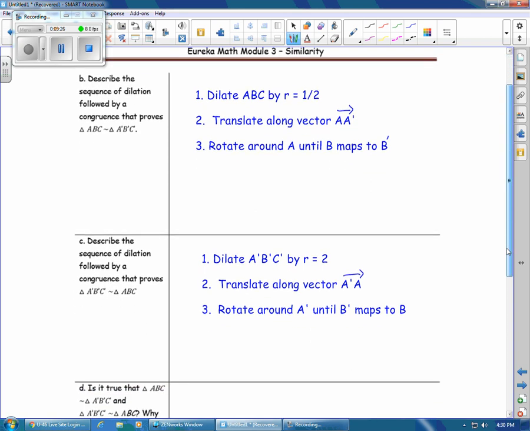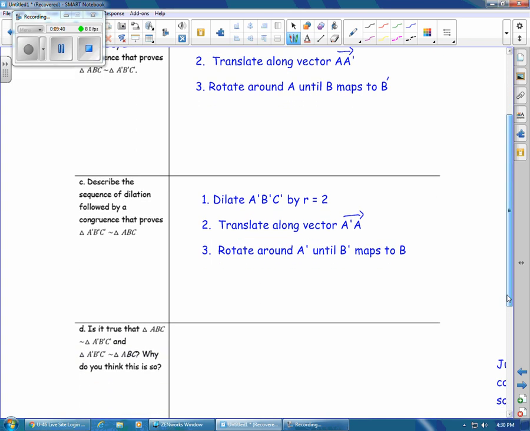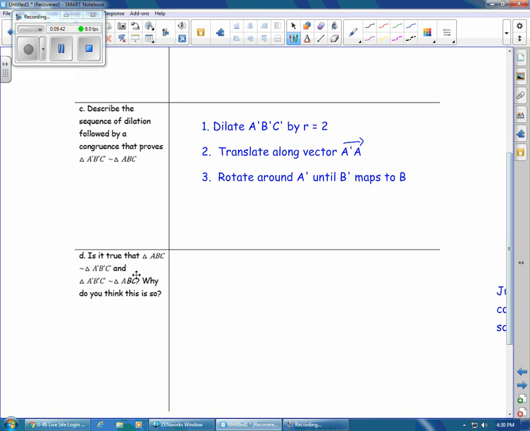I hope this is becoming pretty simple to see how to do the rigid motions without actually getting a transparency and doing them, because we should be at the point where we don't have to. So it says, is it true that triangle ABC is similar to triangle A prime, B prime, C prime, and that A prime, B prime, C prime is similar to ABC? Why do you think this is so?